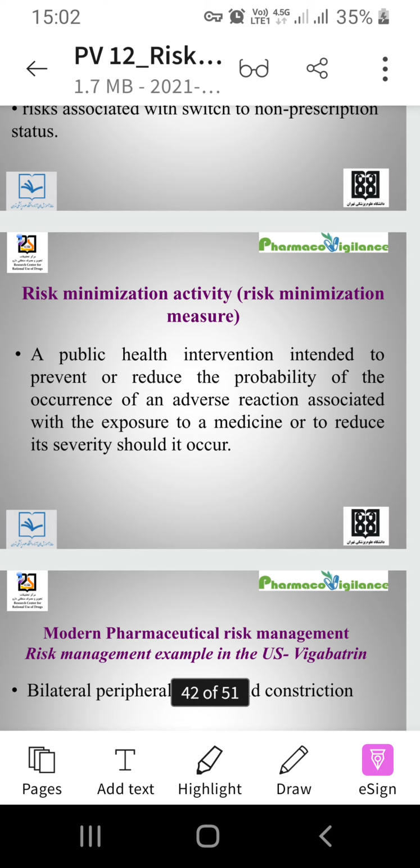Risk minimization activity. A risk minimization measure is a public health intervention intended to prevent or reduce the probability of the occurrence of an adverse reaction associated with the exposure to a medicine, or to reduce its severity should it occur. Okay, what should we do for risk minimization? It is that same public health intervention.